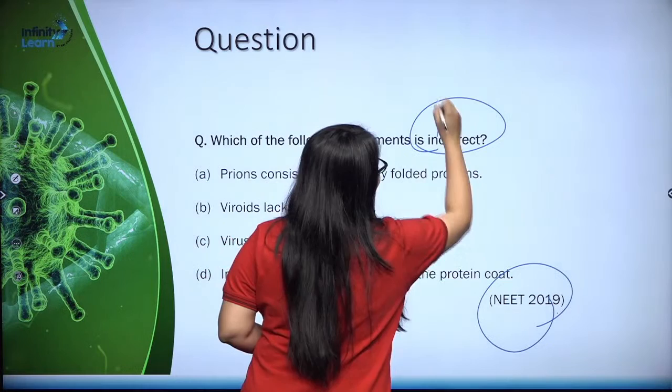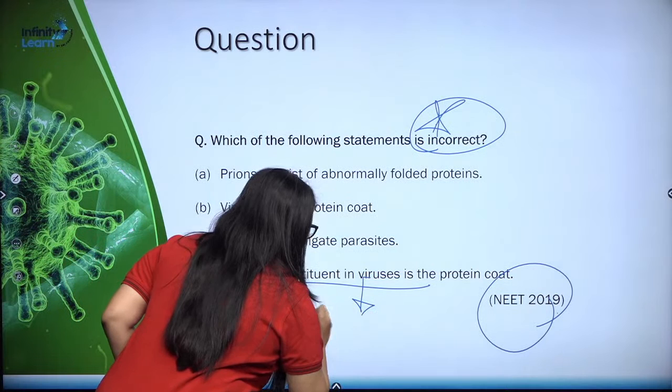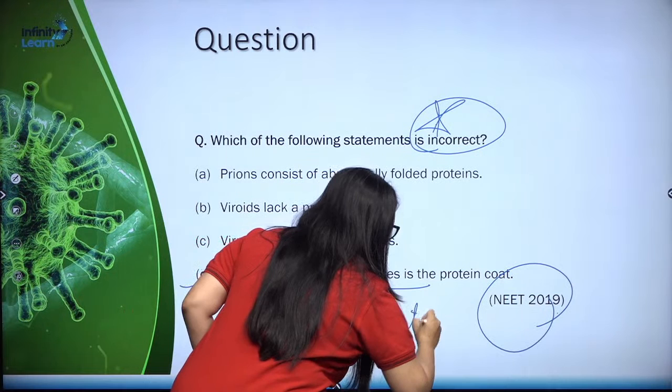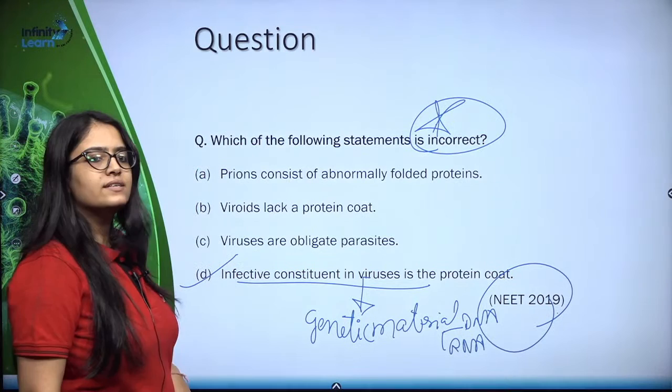Everybody, excellent. Infectious constituent in virus is protein coat. That is wrong. Infectious constituent in virus is actually the genetic material. Now, that genetic material can be either DNA or RNA. It can be anything, it depends on whether it is an RNA virus or a DNA virus. Right, guys? Yeah, excellent. Let's see the next question.